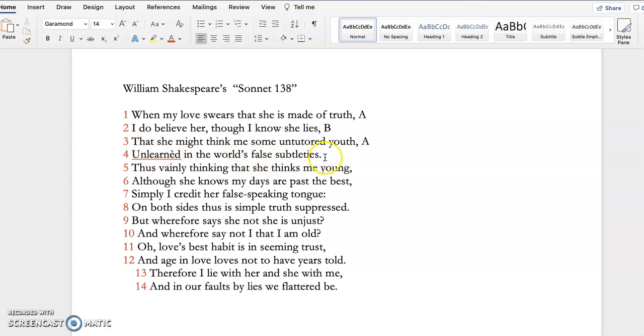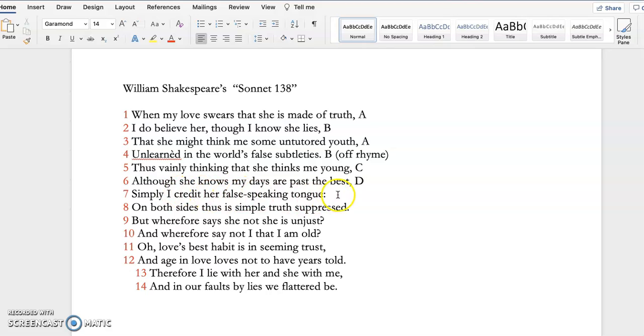"Unlearned in the world's false subtleties." So this is an off rhyme, right? Subtle ties, lies. So it's still a B, though keep in mind and remember, that's an off rhyme. You definitely want to keep that in mind, all right? "Young" does not rhyme with youth or truth, or subtleties or lies, so this is a C. It's a completely new rhyme. "Although she knows my days are past their best," does best rhyme with anything? Young, subtleties, no. So this is a D.